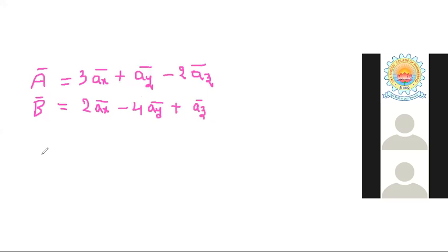So how do we calculate A cross B bar? A cross B bar is calculated using the determinant of a 3 by 3 matrix. So this is equal to the determinant with ax bar, ay bar and az bar in the first row. This is like i, j, k. If you have already taken these vectors as i, j, k, you can take it as i, j, k.